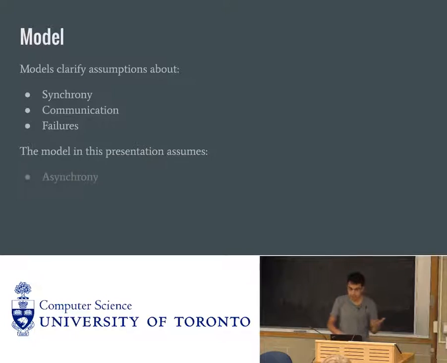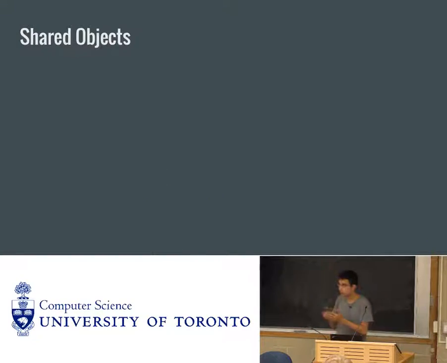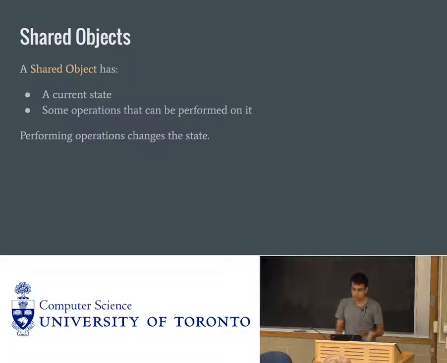Just like in Dan's model, I'm going to be assuming an asynchronous environment where processes are communicating through shared memory, and they exhibit crash failures. What that means is at some point in the execution, a process may stop taking steps permanently. So what is shared memory? Shared memory means your processes communicate using shared objects. A shared object has two components. One is a current state. Originally, it's in its initial state. And it also has some operations that processes can perform on it. These operations, when applied, change the state of the object.